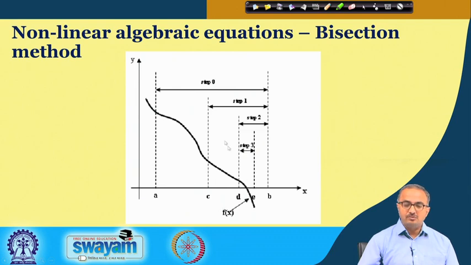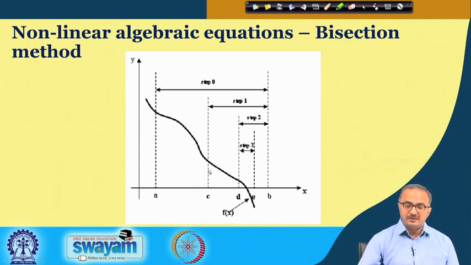Now, what do I do? I bisect it. That means I take the midpoint of these two, and again I find the value of f(x) here. If I take the product of this f(x) and this f(x), it will be positive. That means the root does not lie here. If I take the product of this f(x) and the other f(x), I will find it is negative. That means the root is now between this new value c and the value at b. So I should reassign this particular x to this x. That means my region has been shrunk.